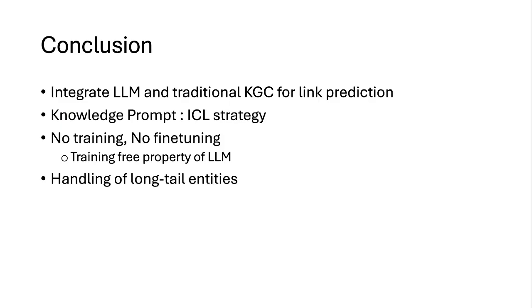So in conclusion, we can say that this research work integrates a large language model with the traditional knowledge graph completion method, which is a triple-based method, for the link prediction task. Another key innovation is the knowledge prompt, where they applied in-context learning. For that reason, they don't need any training or fine-tuning. Through the training-free property of the large language model, they handle the long-tail entities and the computational cost issue.